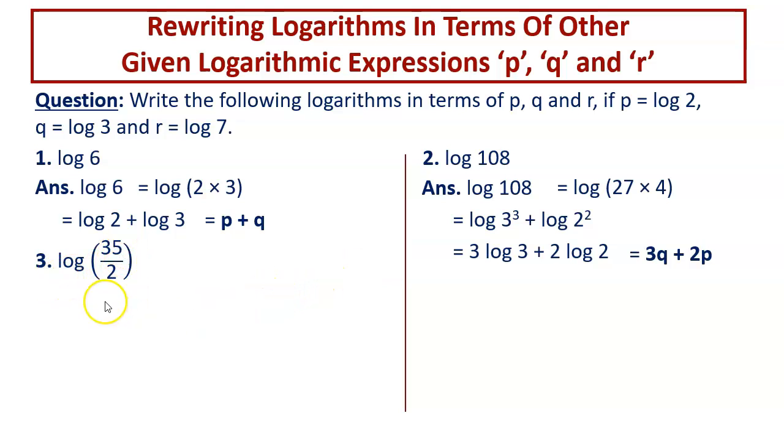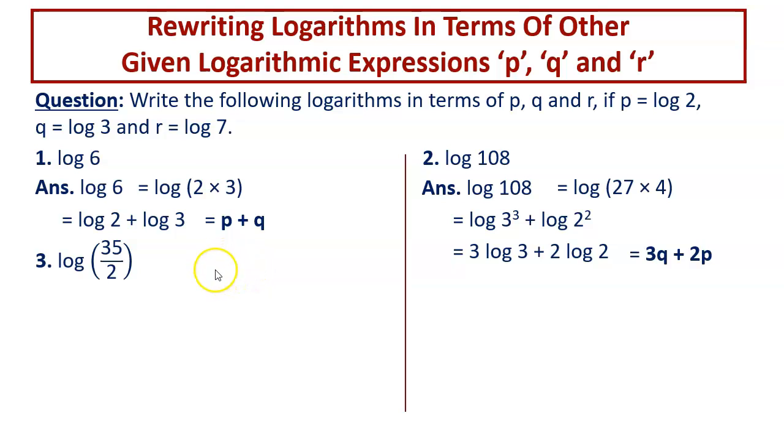Coming to question number 3. Log of 35 divided by 2. Now we can use the quotient rule to expand this, and we will have log of 35 minus log of 2. In place of log of 2, we will be writing P. But what about log of 35? 35 is 5 times 7. We have log of 7, but we don't have log of 5. So what can we do? We cannot keep log of 5 in our final answer.